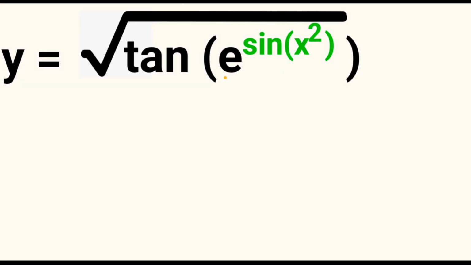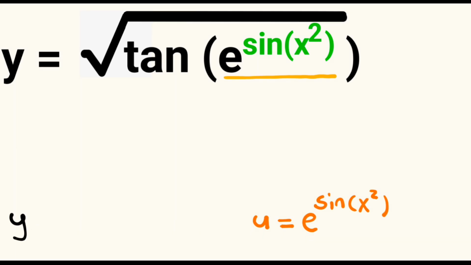We will determine the derivative of the square root of tan of e raised to the power sine of x squared using the chain rule. The first step will involve letting u be equal to e raised to the power sine of x squared, and our function y in the form of u will be equal to the square root of tan of u, in the place of e raised to the power sine of x squared.